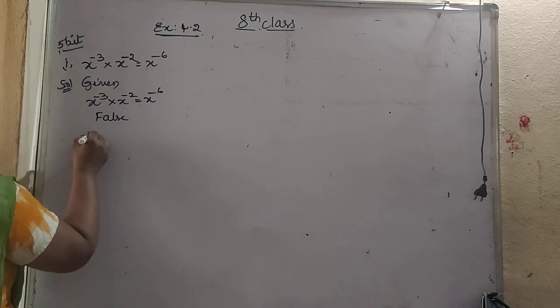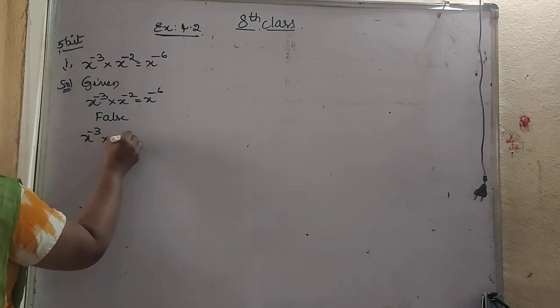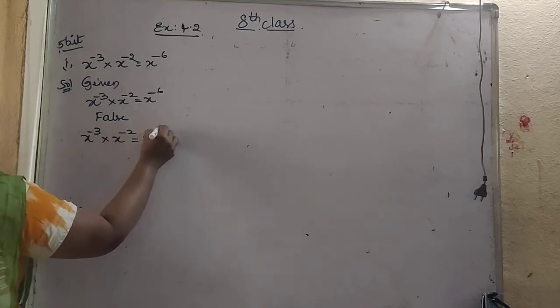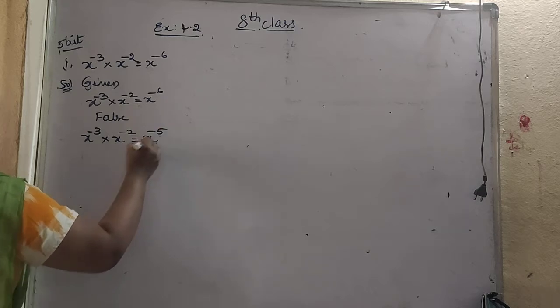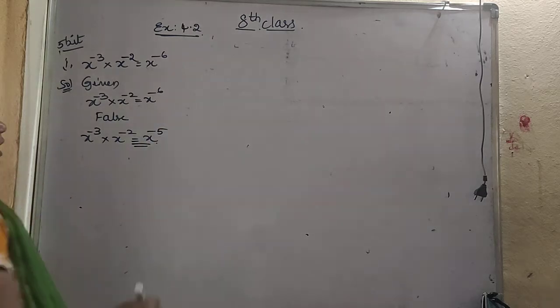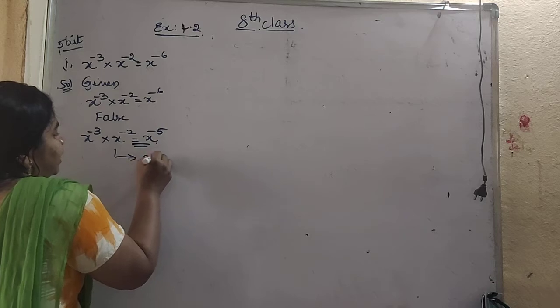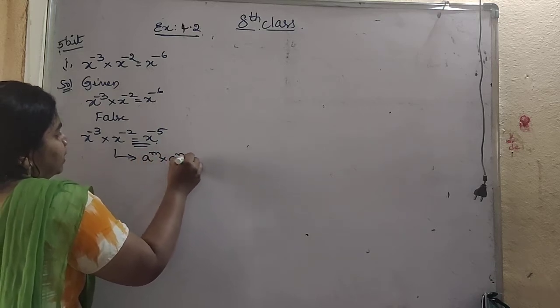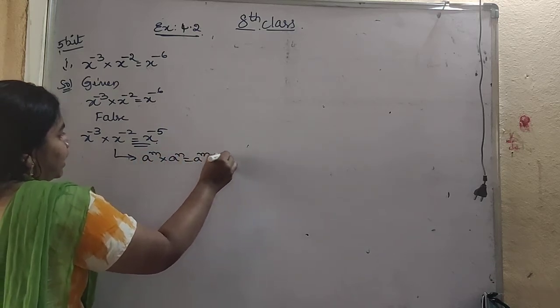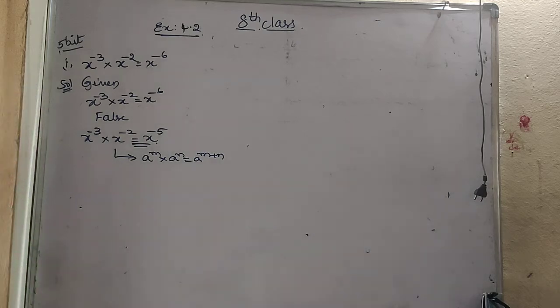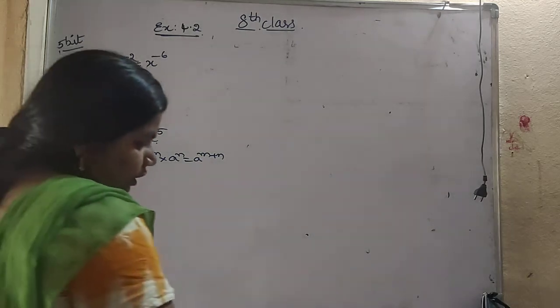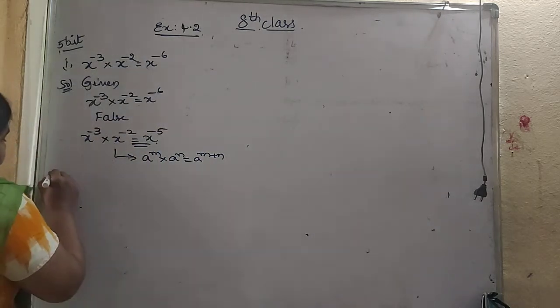And what is the correct one? x power minus 3 into x power minus 2 is equals to x power minus 5. So this is our correct statement. By using which formula? That is a power m into a power n is equals to a power m plus n. So by using this formula, what he did is a wrong statement. Next one.